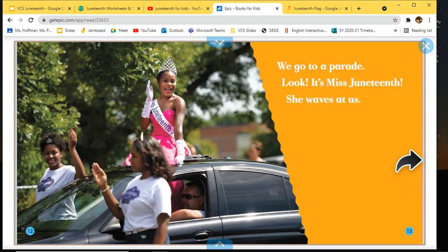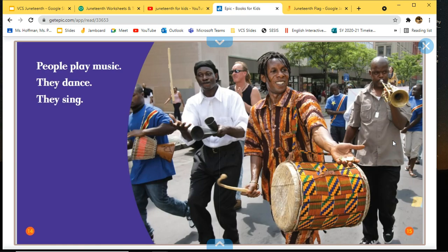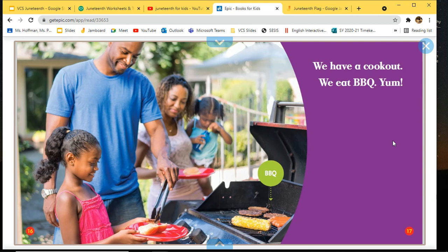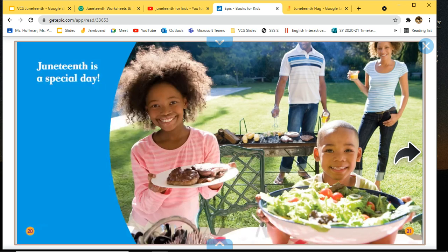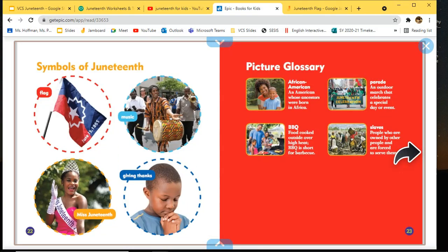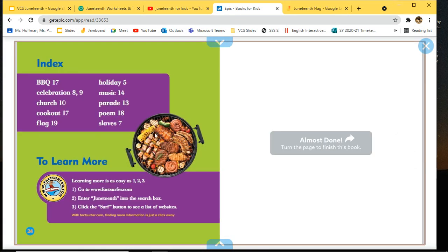Discussed some people go to church. We talked about the parade, Miss Juneteenth, playing music, dancing and singing, barbecues and cookouts, reading of poems, and I focused on the flag, June 19th, 1865. The story was short and informative and also has a lot of text that students can read in addition to the images and looking at them.